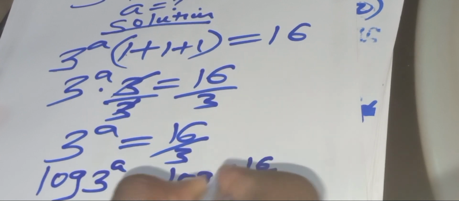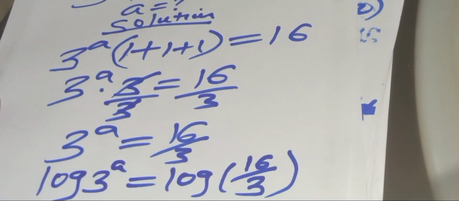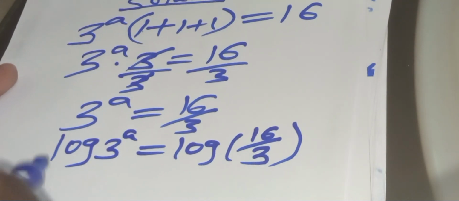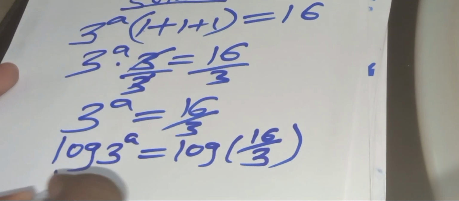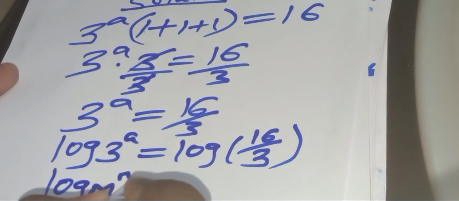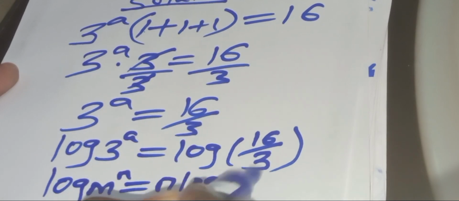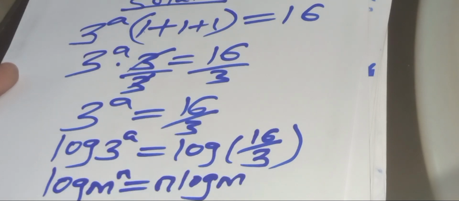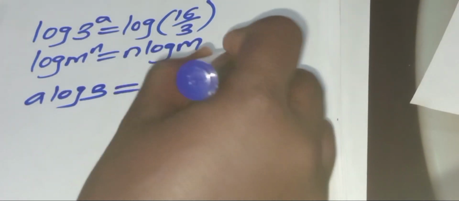Now, to solve for the value of a, we introduce the natural logarithm on both sides, so that we'll have log 3 to power a, this is equal to log 16 divided by 3. Okay? Now, as you can see, log 3 to power a is in the form of log m to power n, which we can express as n log m. This is the power rule property of logarithm. Let's apply this property. Applying this property, log 3 to power a becomes a log 3. This is equal to log 16 divided by 3.